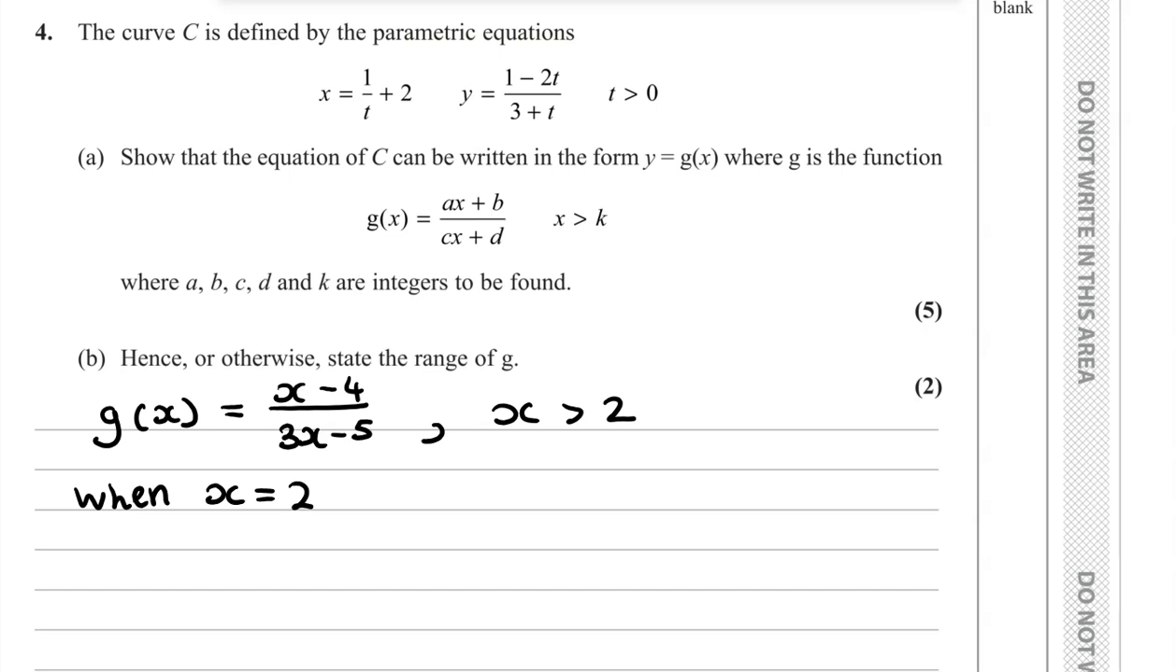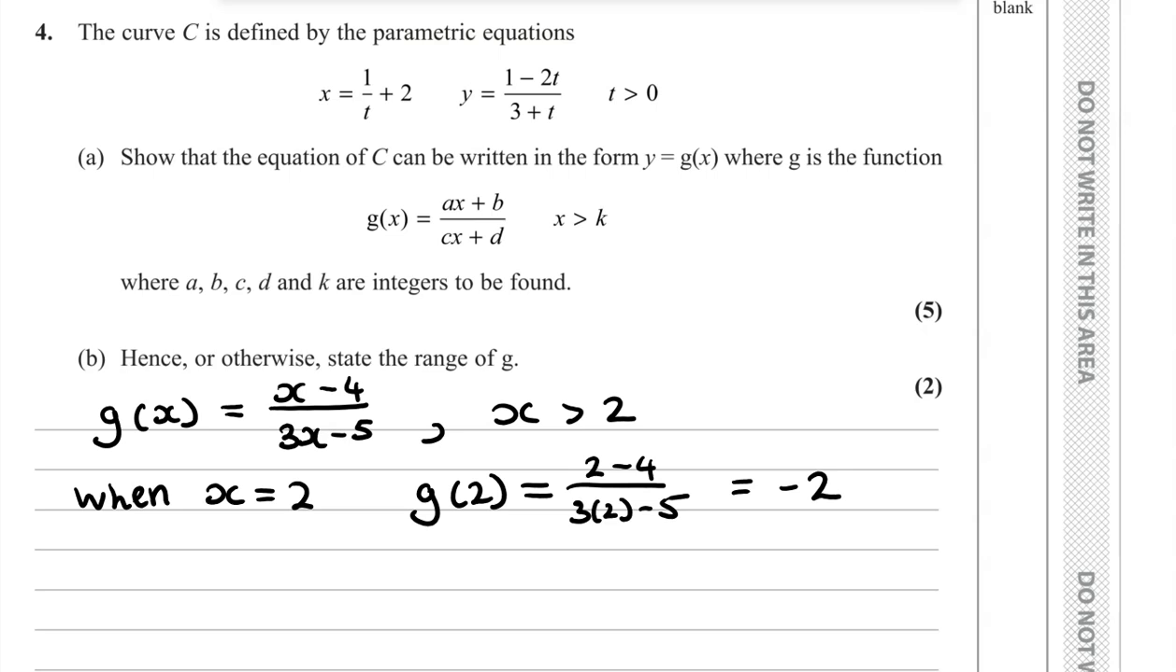Okay, so when x equals 2, it can't actually equal 2, but we can then adjust our inequality from there. So when x equals 2, g of 2, we plug that in, so we do 2 minus 4 over 3 times 2 minus 5. When we do that, we get minus 2. And then what I want to look at is, okay, well, that's the lower limit of this. Now, you could, if you wanted, it's only 2 marks, so I wouldn't go into this in that much depth, but you could show that this is a one-to-one function.